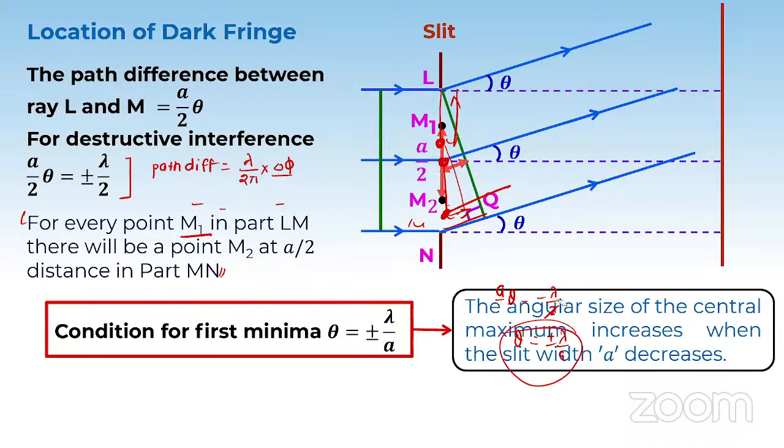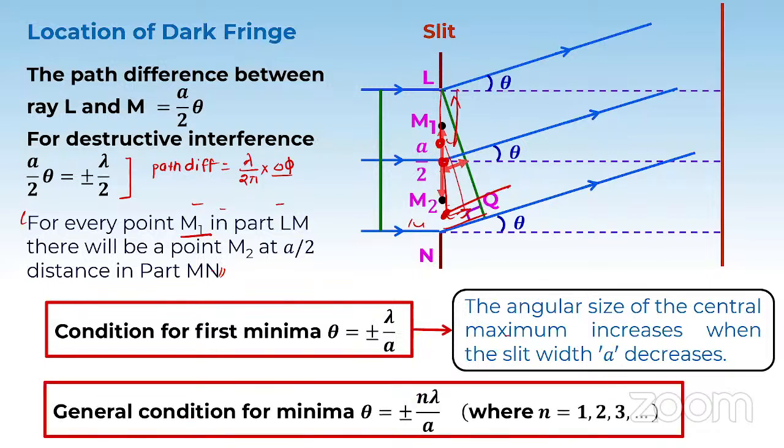ठीक है. The angular size of central maxima increases when the slit width a decreases. तो जितना कम आपका slit width होगा उतना ज्यादा आपको क्या मिलेगा, इंक्रीज मिलेगी, जो मैक्सिमम होगी विड्थ किसकी, सेंट्रल मैक्सिमा. तो जनरल कंडीशन फॉर मिनिमा इज थीटा इज इक्वल टू प्लस माइनस n lambda बाई a. अगर n की वैल्यू 1 है तो फर्स्ट मिनिमा, 2 है तो सेकंड मिनिमा, 3 है तो थर्ड मिनिमा.